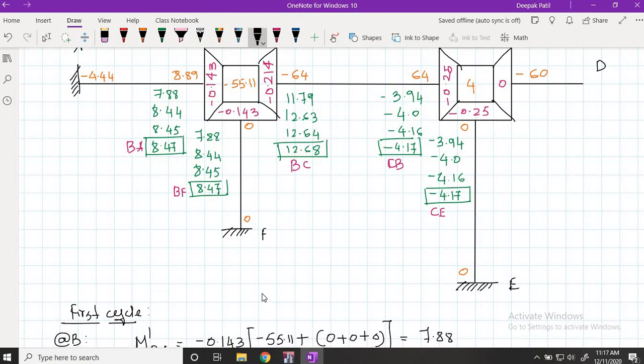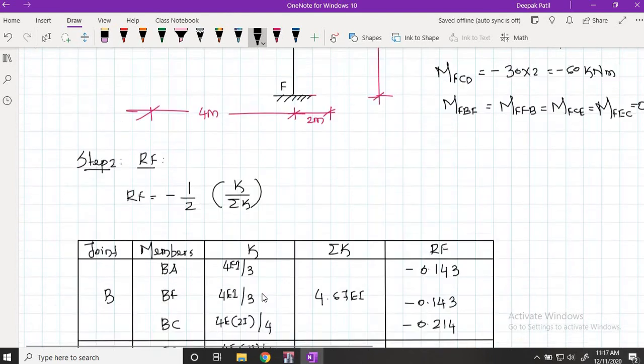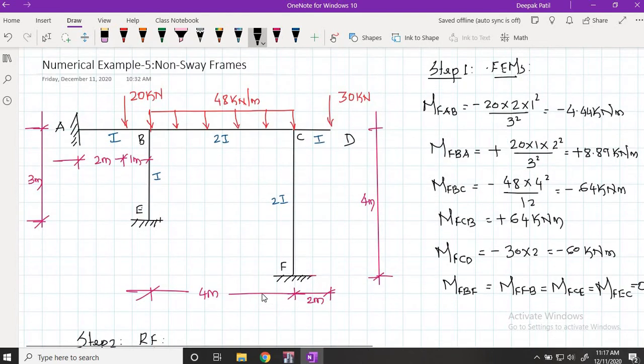So this, friends, is how you can analyze a frame structure using Kani's method, which is a non-sway frame.